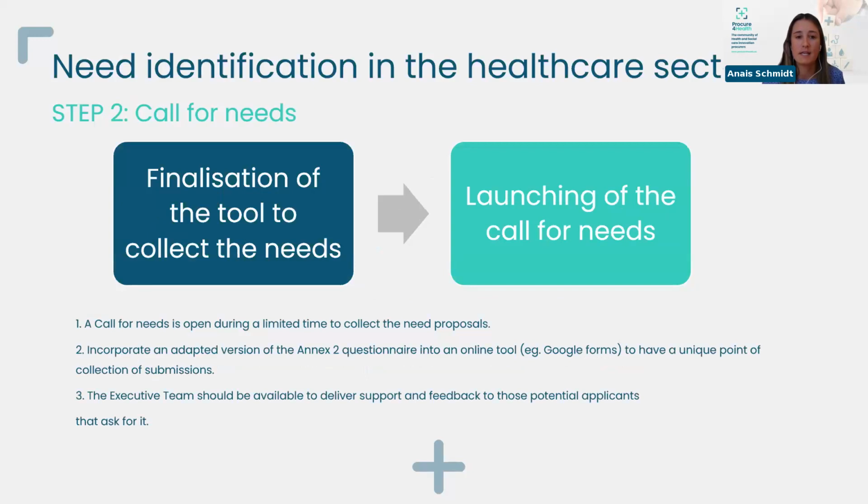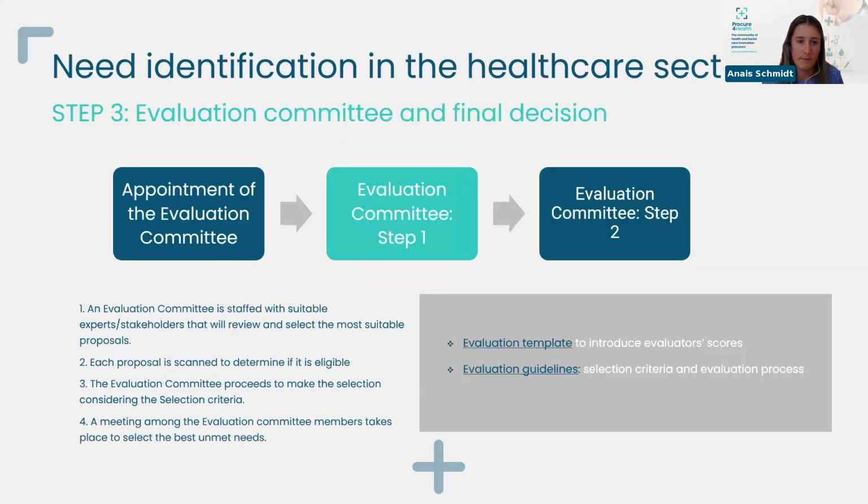So the second step is the call for needs. So once you have all the documents prepared, you have to launch this call, so you have to incorporate this questionnaire that you have prepared into an online tool. So for example, Google Forms or SharePoint Forms or wherever. So to have a unique point to collect all the submissions, all the proposals from the challengers. Then once you have this tool, you can launch the call for needs to collect them.